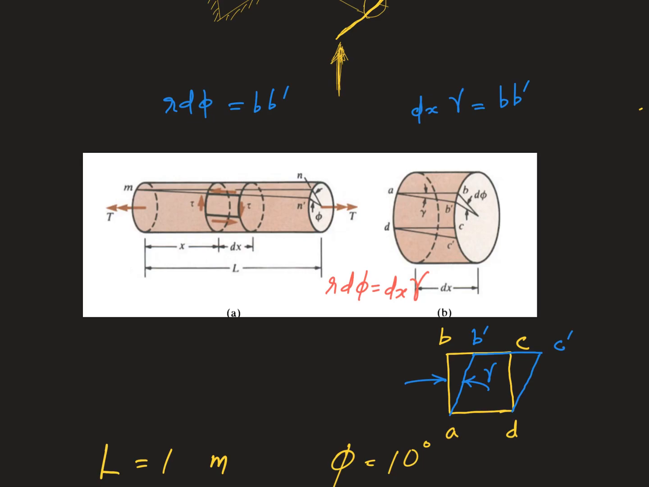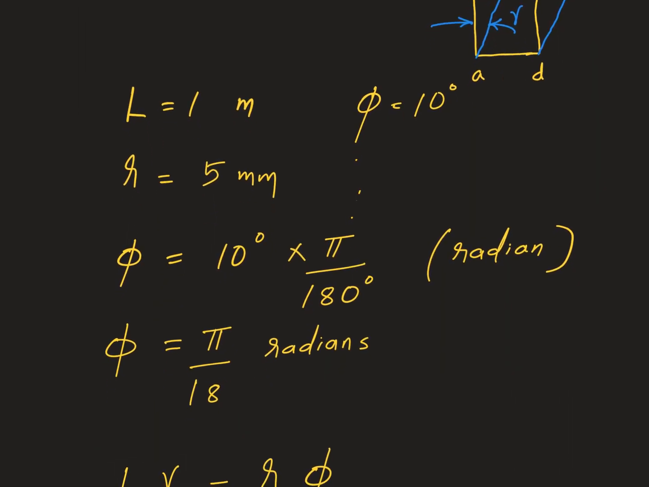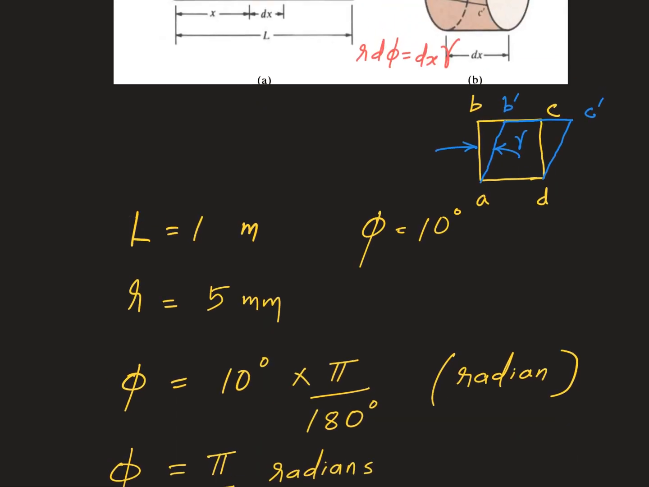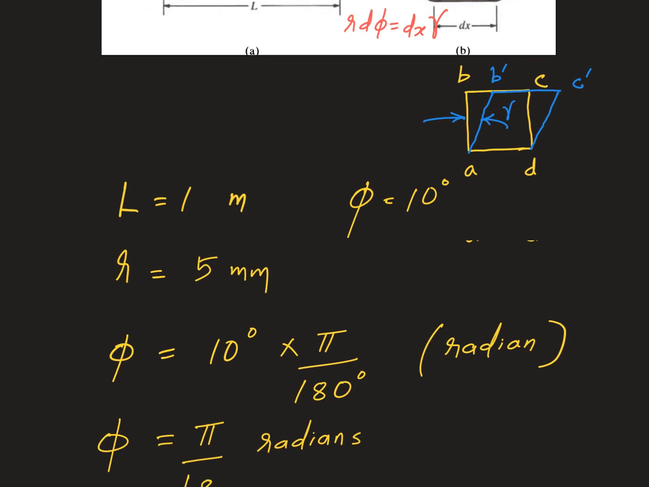Once this is understood clearly, then the rest of the things are fairly easy to do, because in this problem we know all the dimensions, because length is 1 meter, radius is 5 mm. Then they are giving you the angle of twist at the end of the bar. They are telling that it is equal to 10 degree, but remember, you won't get your circumferential distance, BB prime, unless d-phi is in radians.